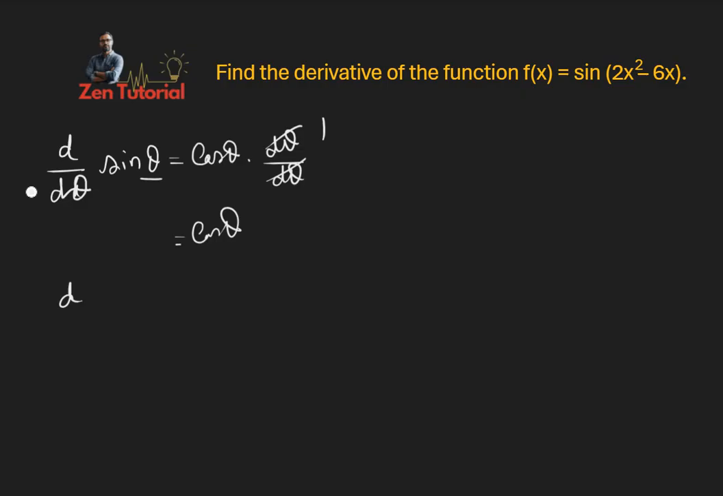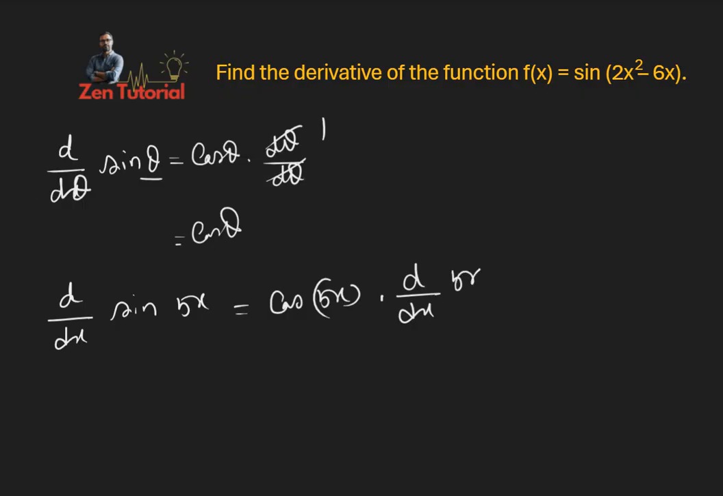Now if we differentiate sine of 5x, what will happen? Of course this will be cos 5x, so we have to differentiate d over dx of this 5x. If we differentiate, dx gives 1 and this 5, and cos 5x. So these are the rules of the trigonometric function differentiation.